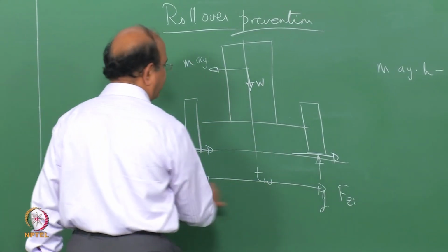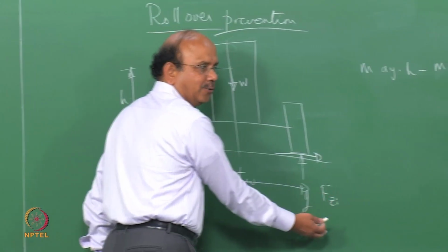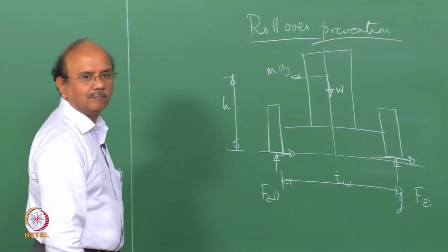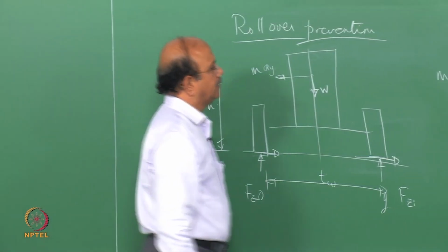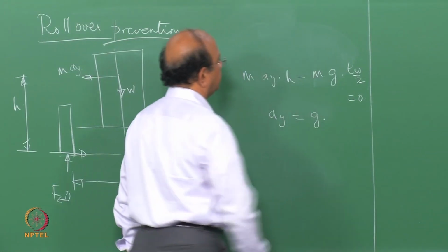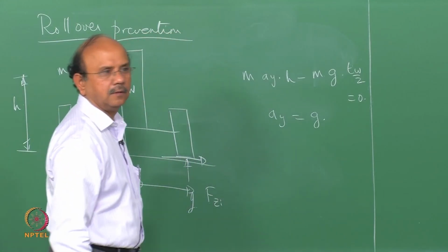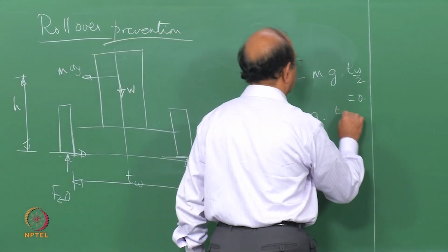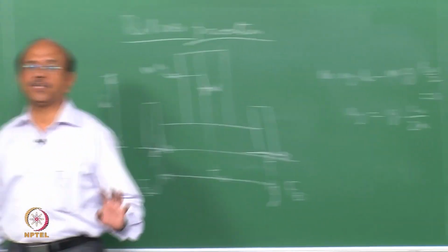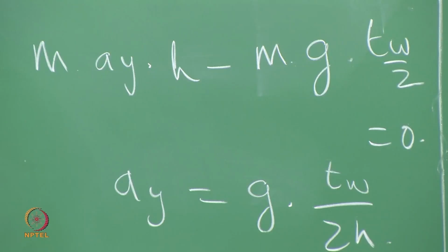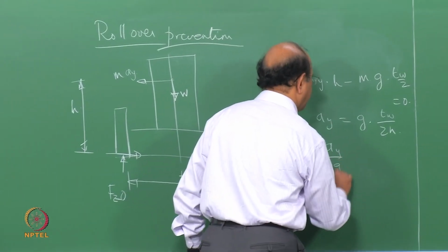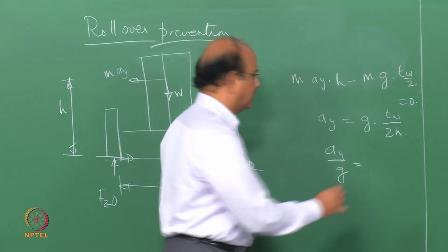No, this FZ at inner, that's what I told you, no? So there's nothing here. So AY is equal to G into TW by 2H. It's a very famous ratio, the T by 2H ratio as it is called. Or AY by G, usually expressed as the simplest formula, is equal to T by 2H.